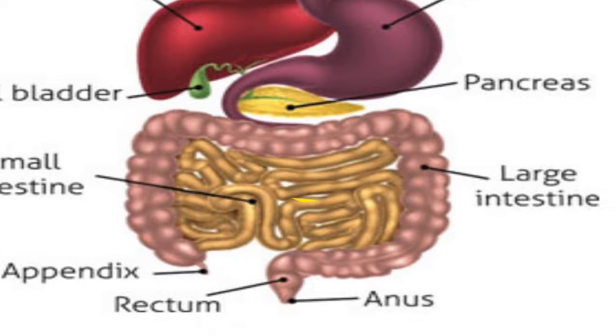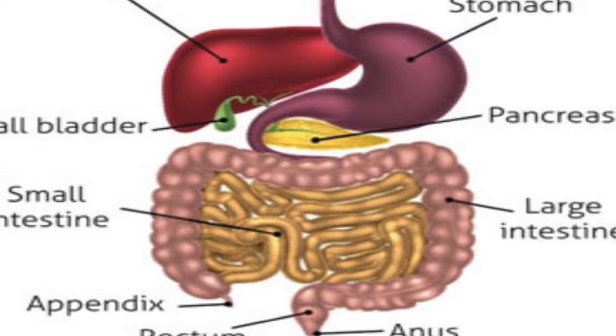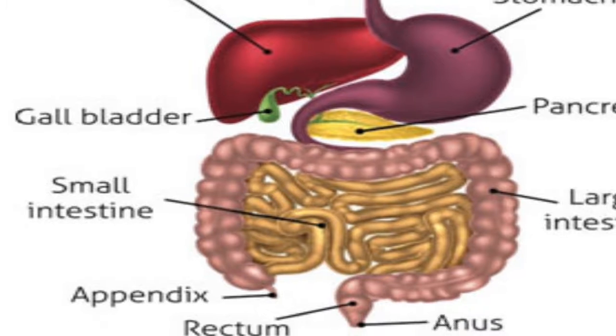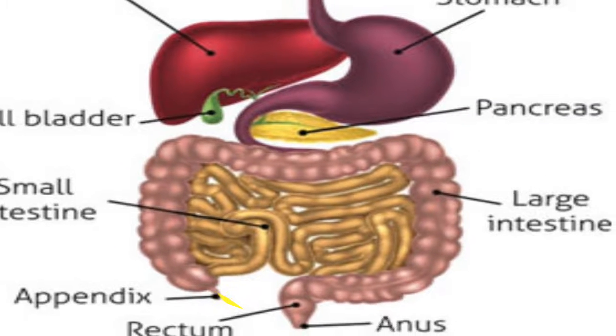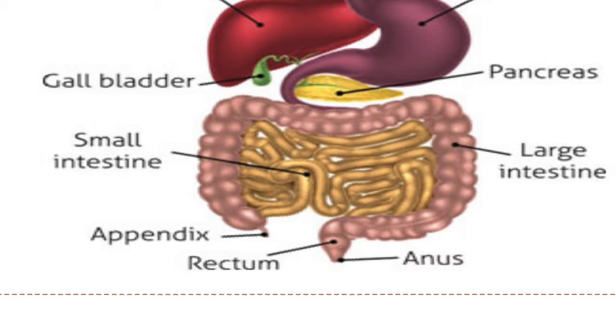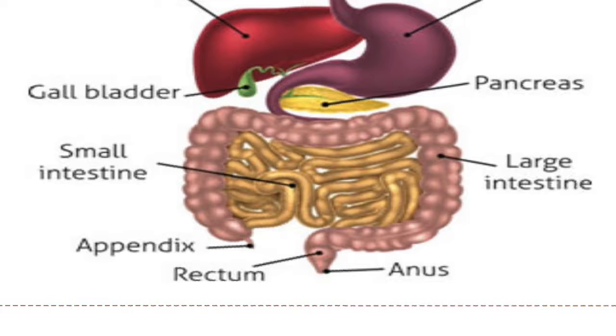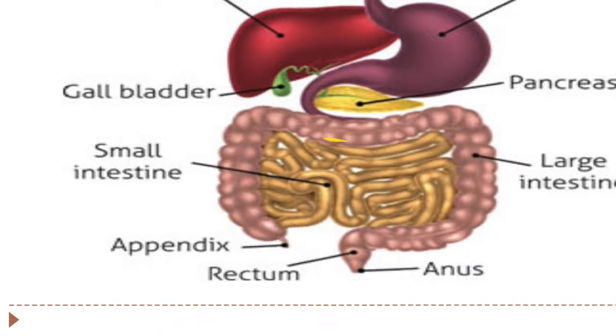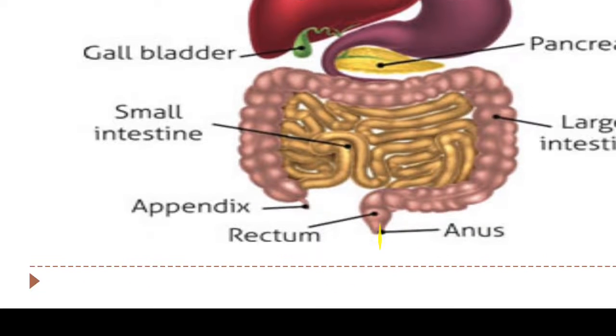Now the process of absorption starts. In the small intestine there are some intestinal glands, and there are finger-like projections inside the small intestine, which start absorbing the nutrients. After absorbing the nutrients, the remaining portion will move to the large intestine. The first portion of the large intestine is called the cecum, the middle portion is called the colon, and then comes the rectum.